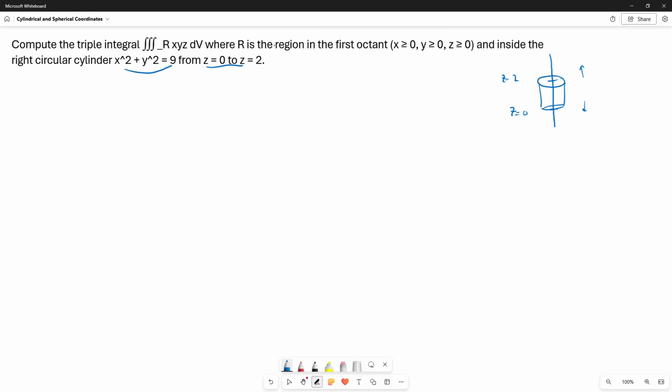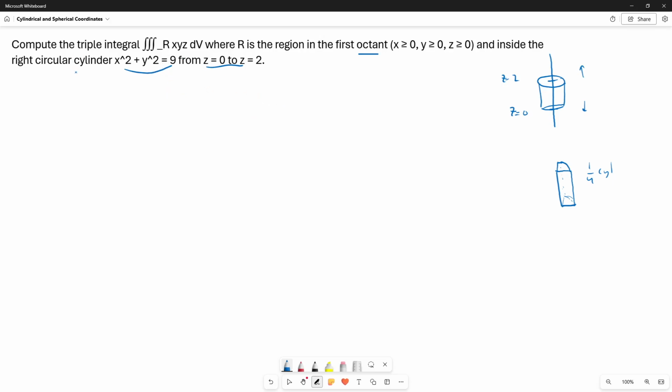Now we're also only working in the first octant, so the x and y coordinates are positive, which means we're only getting 1/4 of the right circular cylinder. This would be the x-axis here, and the y-axis is in there. And there's our 1/4 of a right circular cylinder.